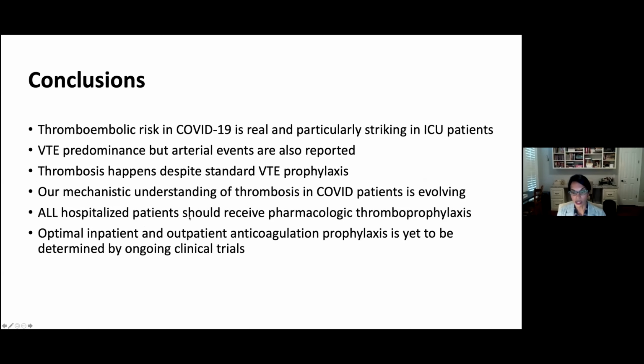So in conclusion, thromboembolic risk in COVID-19 patients is real, and it's particularly striking in ICU patients. VTE predominance is the common form of thrombosis, but arterial events are also reported. Thrombosis does seem to happen despite standard VTE prophylaxis. Our mechanistic understanding of thrombosis in COVID patients is continuing to evolve, and all hospitalized patients should receive pharmacologic thromboprophylaxis. But optimal inpatient and outpatient anticoagulation prophylaxis is yet to be determined by ongoing clinical trials.